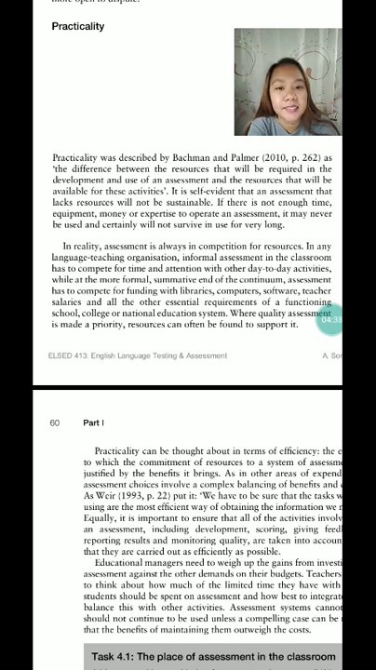In reality, assessment is always in competition for resources. In any language teaching organization, informal assessment in the classroom has to compete for time and attention with other day-to-day activities. While at the more formal, summative end of the continuum, assessment has to compete for funding with libraries, computers, software, teachers' salaries, and all the other essential requirements of a functioning school, college, or national education system. Where quality assessment is made a priority, resources can often be found to support it.